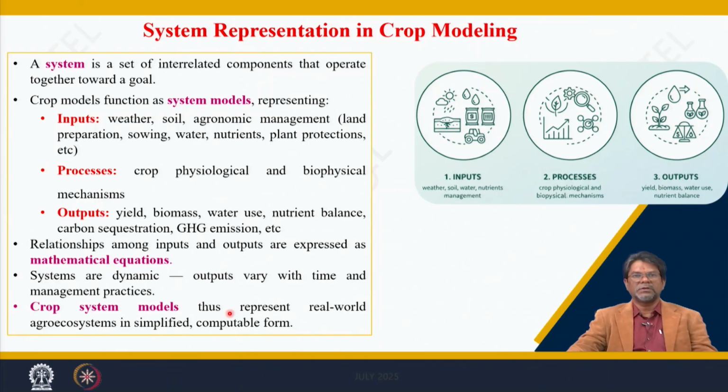You give the input parameters, the environmental inputs, the soil inputs and the management inputs; these are the major inputs for crop modeling. Then there are the biophysical processes in the crop model: photosynthesis, respiration, nutrient uptake, water uptake, and finally biomass partitioning and yield simulation. Based on those processes inside the crop models, we get the final output as per the user's interest: either the yield, biomass, water use, nutrient balance, carbon sequestration or greenhouse gas emission. So, these are the system.